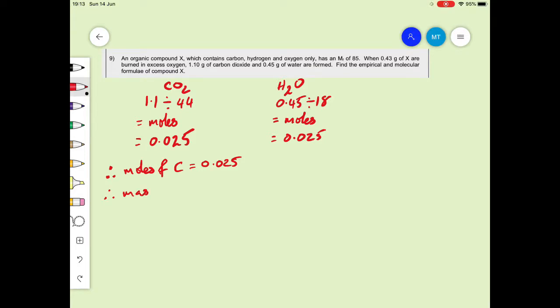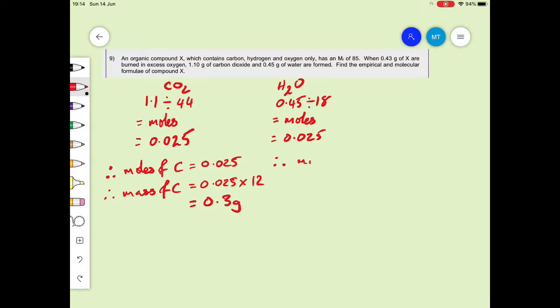And if you look at the water, that'll tell you how many moles of hydrogen there are. You can find the mass of carbon there. So you just do 0.025 moles times 12, which should give you 0.3 grams of carbon, and this is in the compound X.